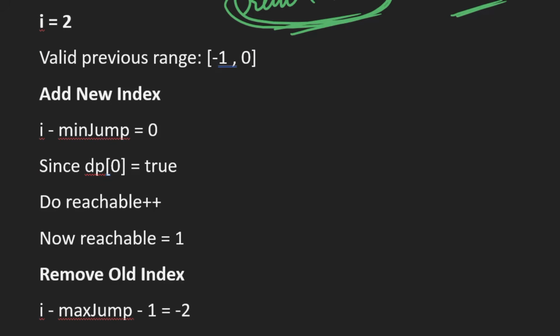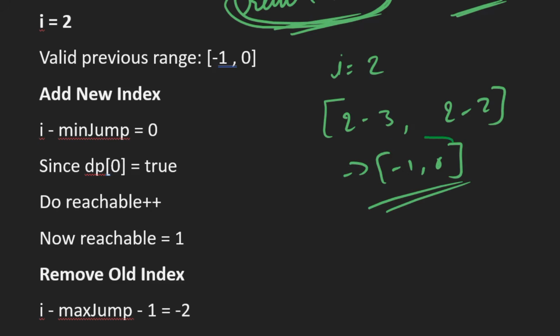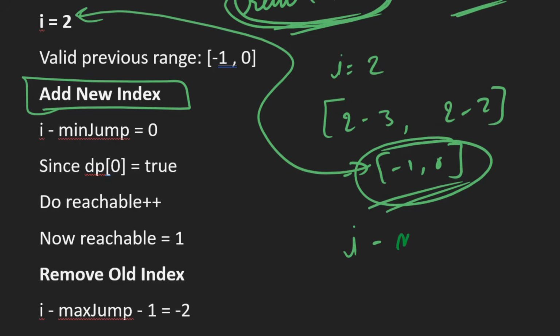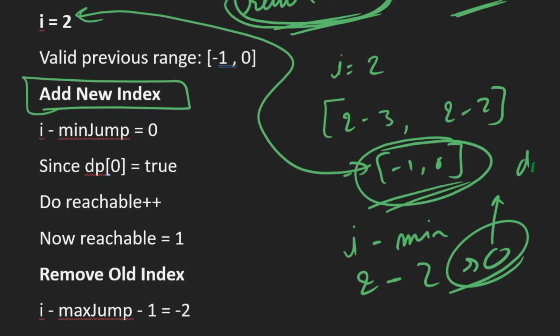Then we move to the next index, that is I is equal to 2. Again the range is 2 minus 3 and 2 minus 2. So that is minus 1 comma 0. From these indexes only we can jump to I equal to 2. So when we have to add the new index, that is I minus min jump, that is 2 minus 2, that is 0. And as we know, dp of 0 is true.